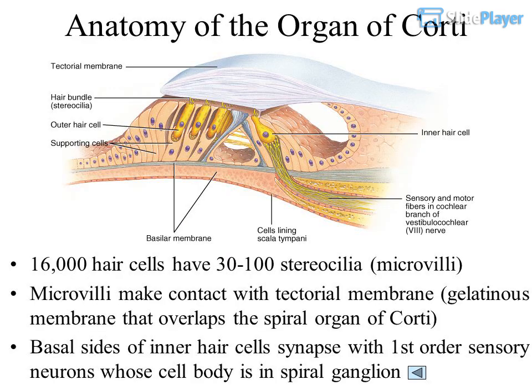Anatomy of the organ of Corti. 16,000 hair cells have 30 to 100 stereocilia, which are microvilli. The microvilli make contact with the tectorial membrane, a gelatinous membrane that overlaps the spiral organ of Corti. The basal sides of inner hair cells synapse with first-order sensory neurons whose cell body is in the spiral ganglion.